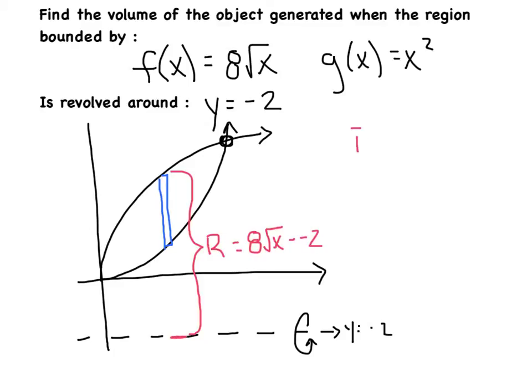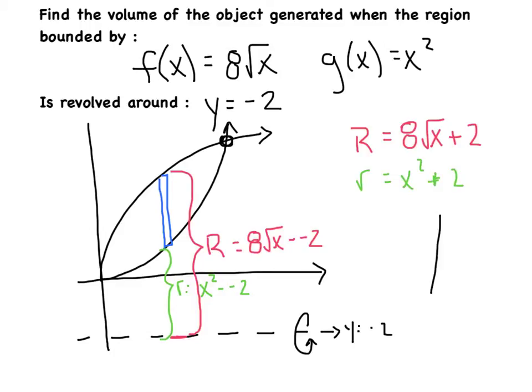So my outer radius is 8 radical x plus 2. Now my inner radius, again, is going to be a little bit longer than it was last time. The little radius is going to be x squared minus the lower function, which is -2. So the little radius is going to be x squared plus 2. I'm going to have to make sure I wrap them up and square them real nice and tight here.